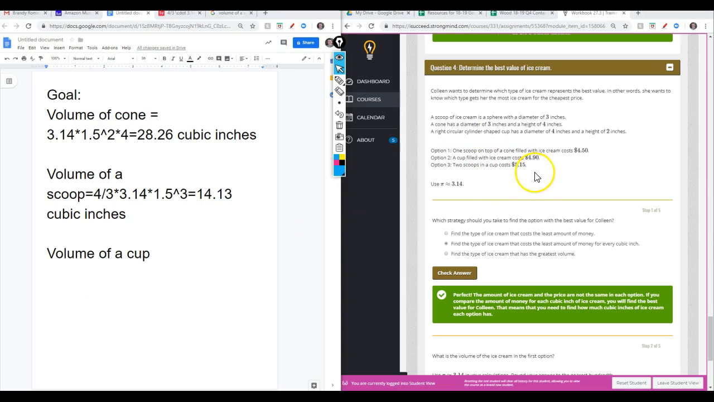A cup filled with ice cream. A right circular cylinder-shaped cup has a diameter of 4 inches and a height of 2 inches. So this cup is a right circular cylinder with a height of 2 inches. Again, the diameter is 4, so the radius from the center to the end is 2. The volume of the cup equals pi times our radius squared times the height. Pi is 3.14, the radius this time is 2, and the height is also 2.